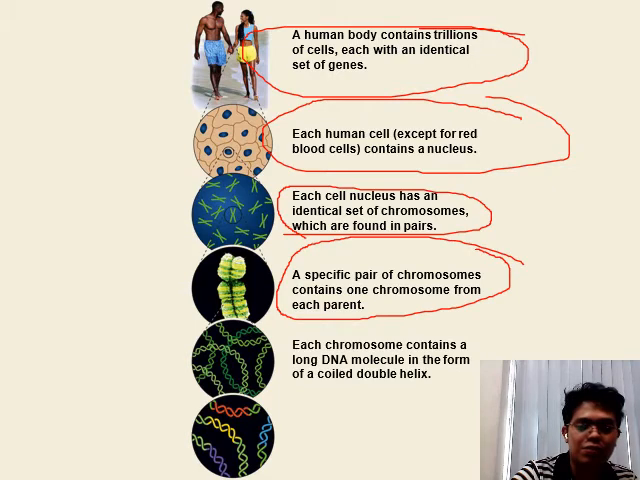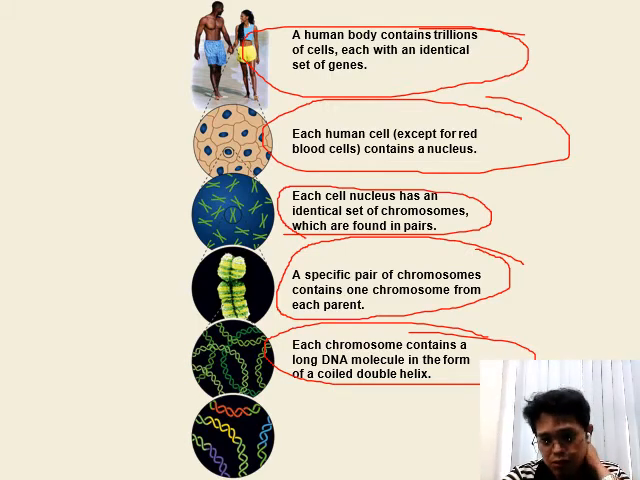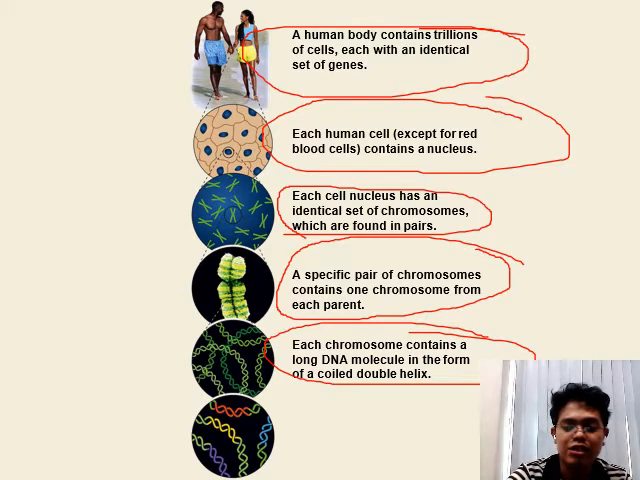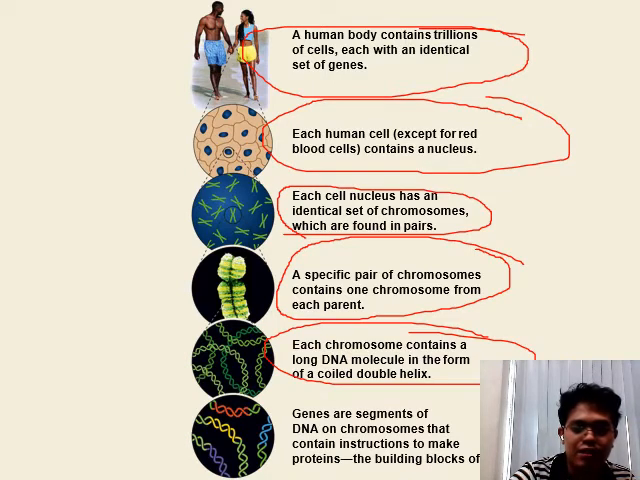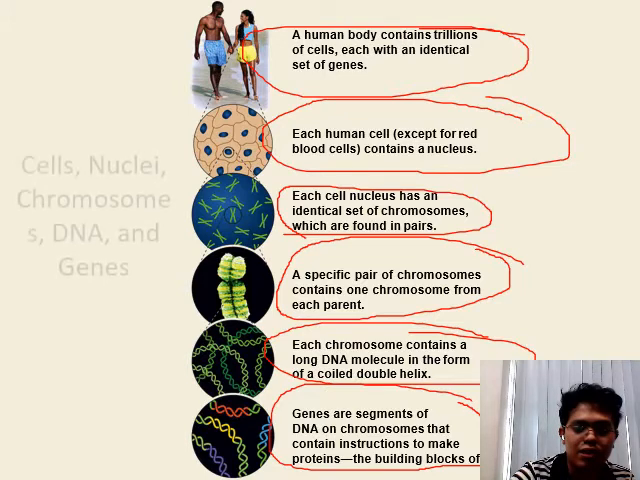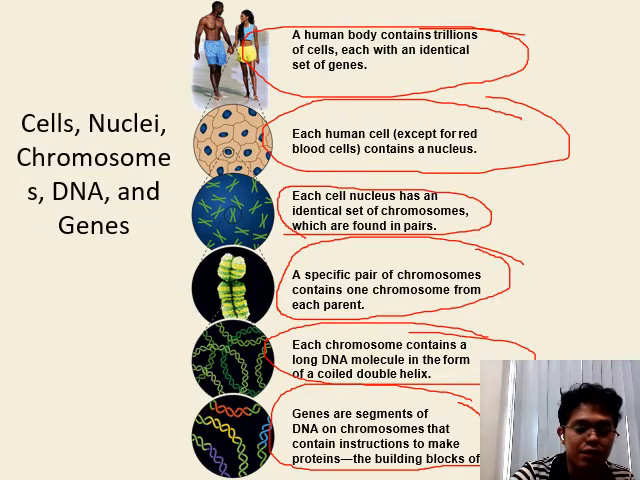And each chromosome contains a long DNA molecule in the form of a coiled double helix. I showed that a while ago, the form of a double helix. It contains two strands of nucleotide chain. And we have genes, which are the segments of DNA on chromosomes that contain instructions to make proteins, the building blocks of life.